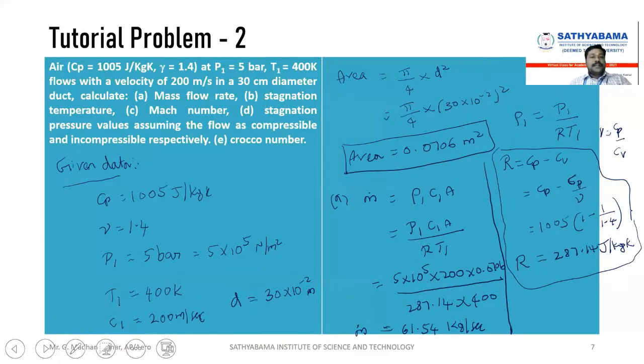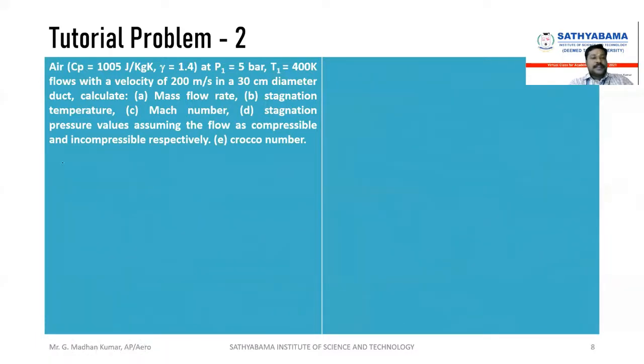And then we have to find the value of stagnation temperature. Next we are going to evaluate the stagnation temperature, that is T0. To find it, we use T0 by T is equal to 1 plus (gamma minus 1) divided by 2 times M squared, correct? You may use this formula and find the value. In order to find M, M is nothing but C by a, right?